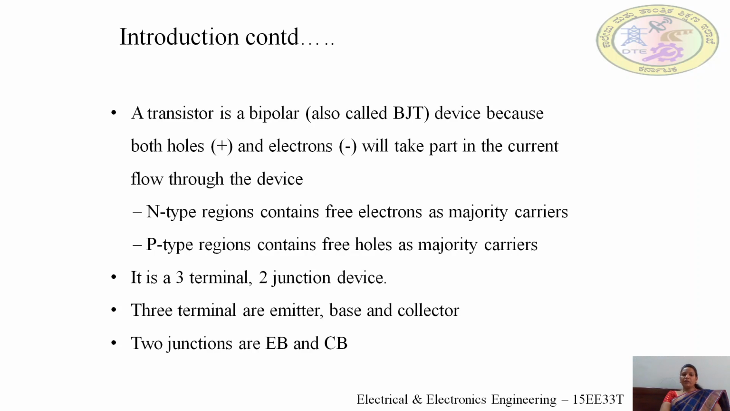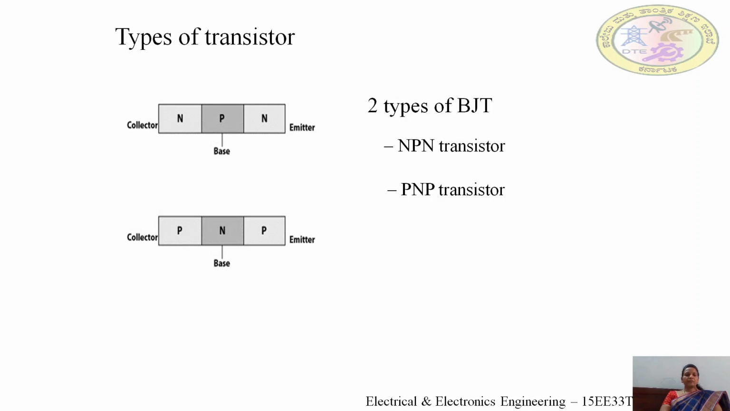As we all know, n regions have free electrons as majority charge carriers, whereas p regions have holes as majority charge carriers. As I said, a transistor is a three-terminal, two-junction device. The three terminals are emitter, base and collector, and the two junctions are the EB and CB junctions, that is the emitter base junction and the collector base junction.